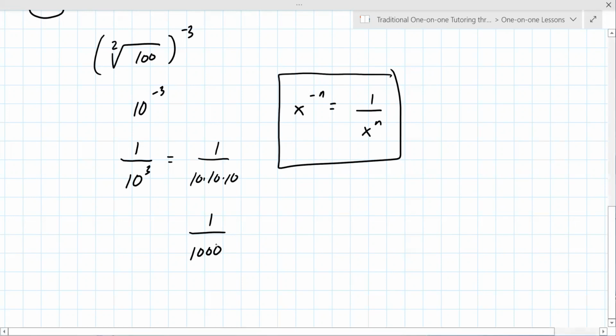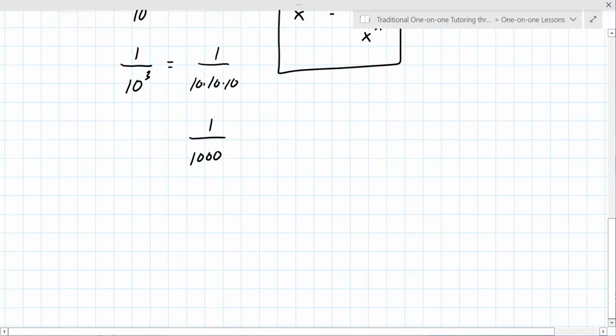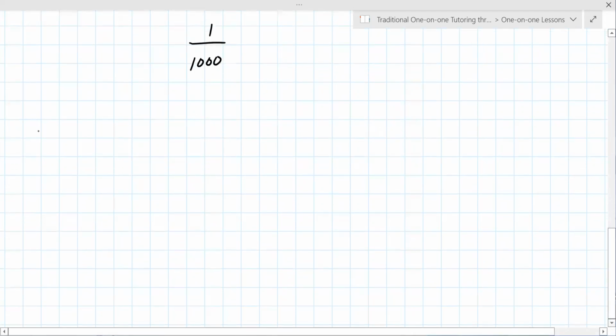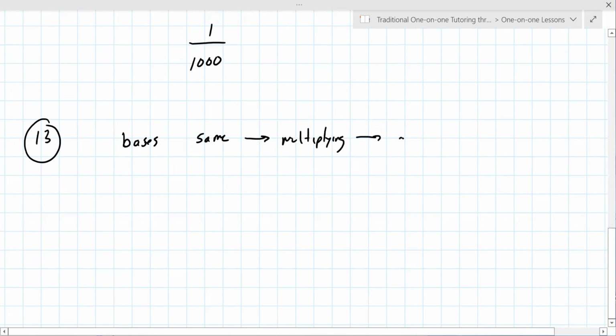Any questions on that? No? Okay, so let's get to the ones you were asking about here. 13. We have to review a couple of properties. When the bases are the same and you're multiplying, you add the exponents. So that's in words here. It's often written like this, x to the n times x to the m. See how the bases are the same. You add the exponents.